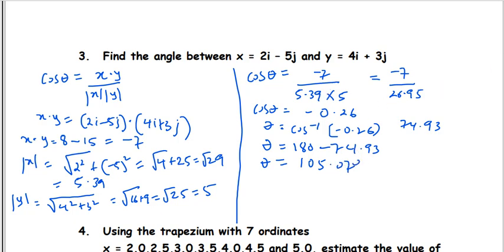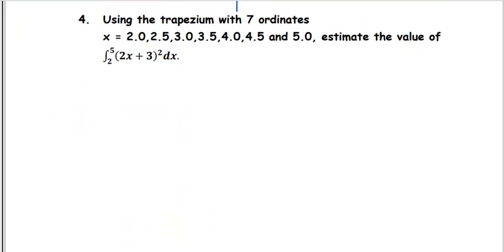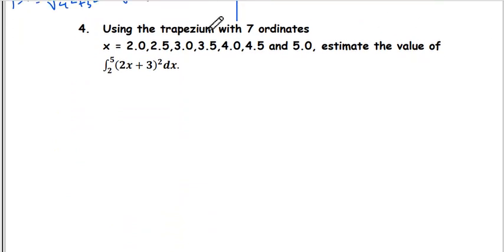So to the next question, number 4, says using the trapezium rule with 7 ordinates at x equal to 2.0, 2.5, 3.0, 3.5, 4.0, 4.5, and 5.0, estimate the value of that integral there. So this is an approximate integration. So to do that, let's set out our work like this.